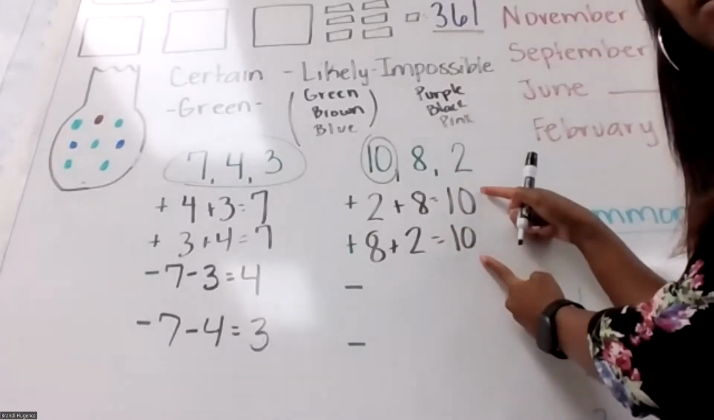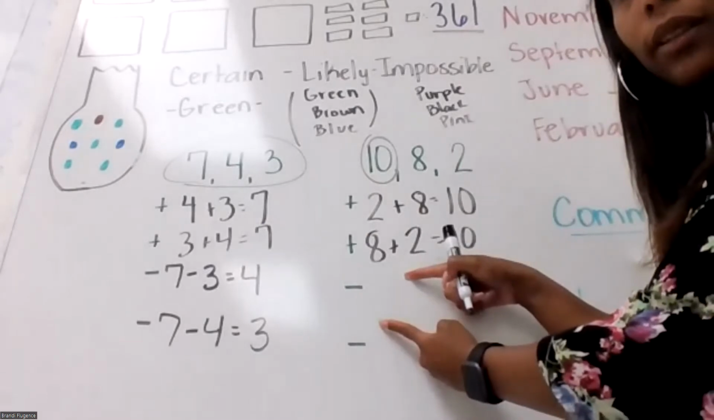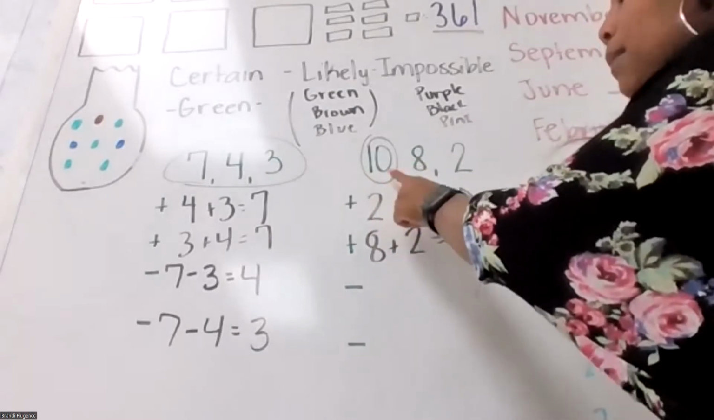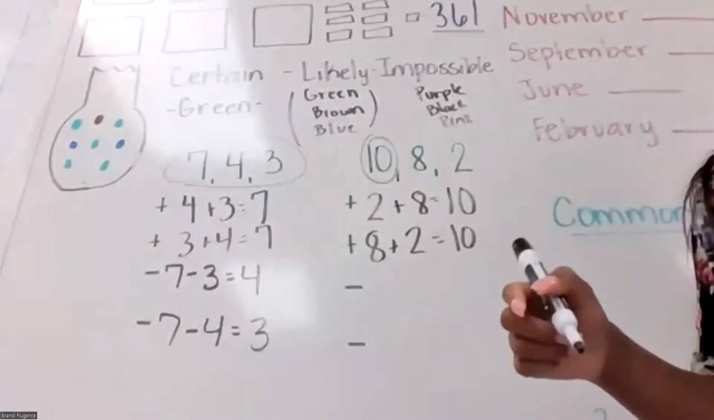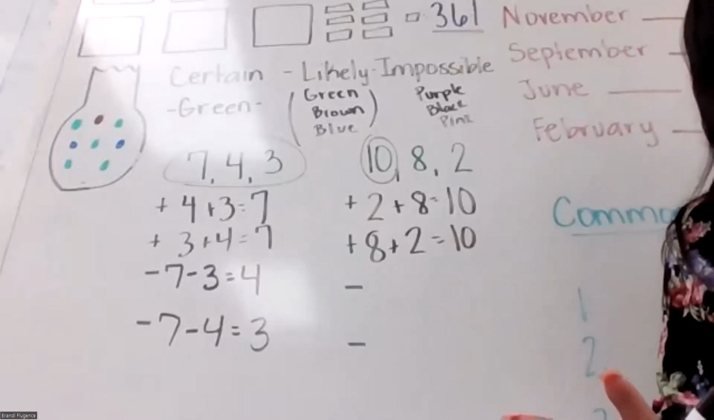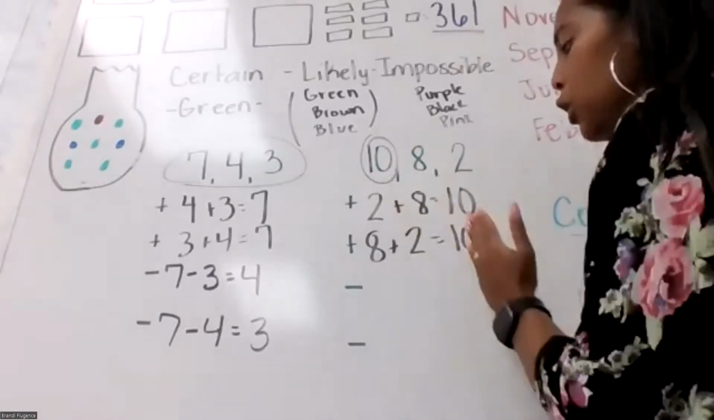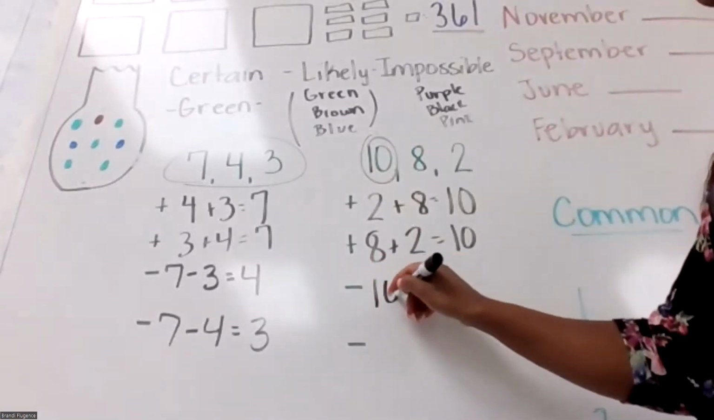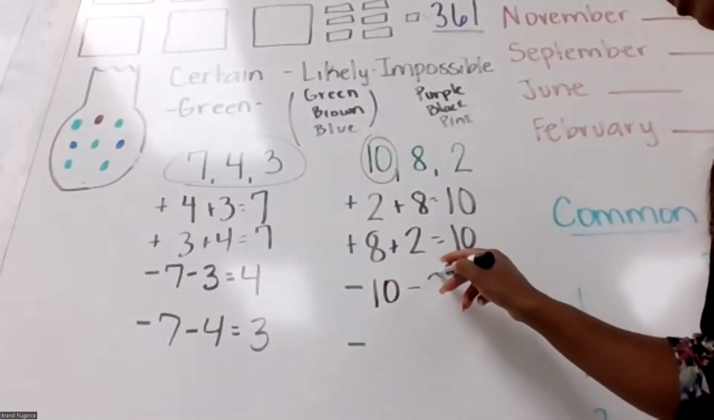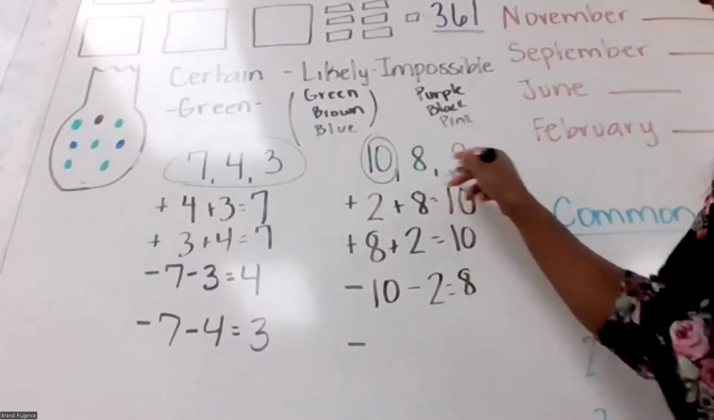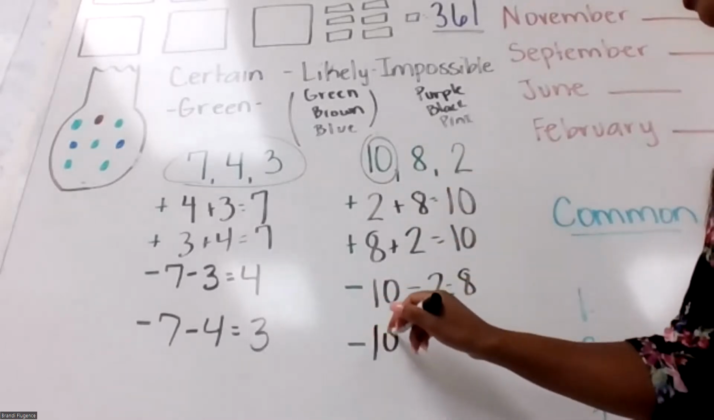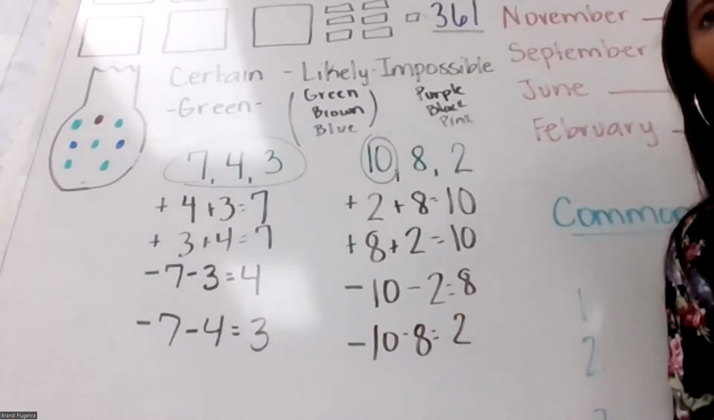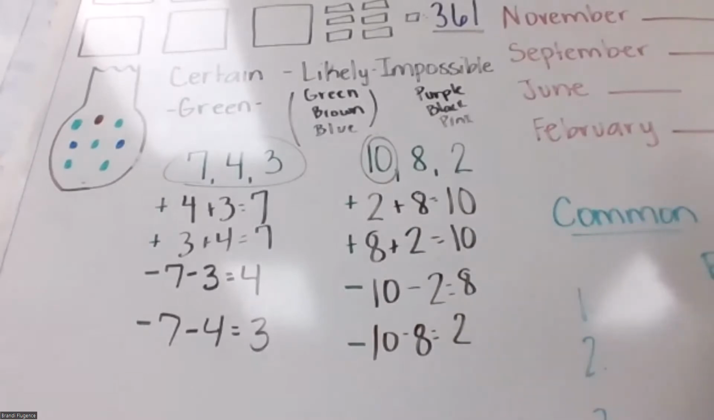Whatever number you added to is the number you'll start subtracting with, because that's your biggest number. There is no way to subtract 8 out of 10 or do 8 minus 10. You can't do that. If you have 8, there's no way possible to take out 10. So you have to start subtracting with the number you added to, which is 10, your largest number. So we'll do 10 minus 2 equals 8, and then 10 minus 8 equals 2. 2 addition facts, 2 subtraction facts.